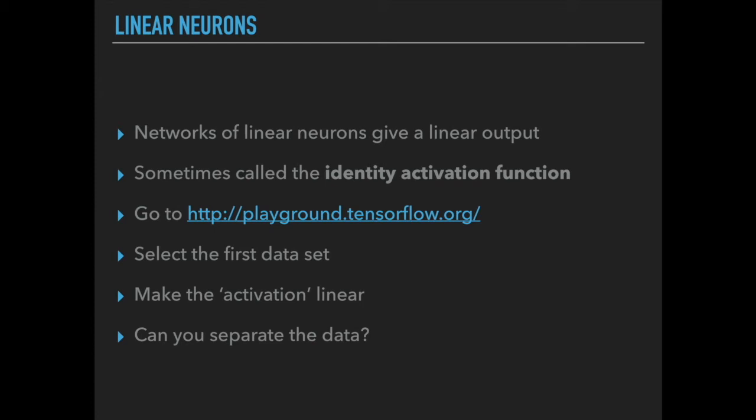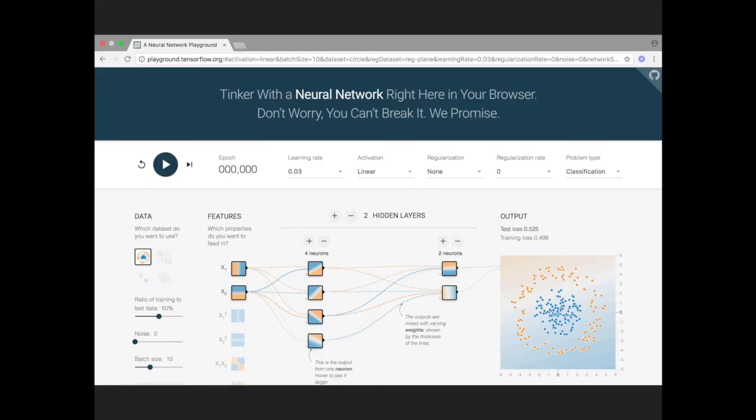When using linear neurons, you might come across this term activation function, specifically the identity activation function. This will become more obvious when we look at the next type of neuron, and I'll refer back to it. But in the meantime, here's something for you to try. So go to the TensorFlow playground and select this first data set here. You can see on this slide the data set with the orange dots and the blue dots in the middle, forming 2 circles. If you make the activation linear, can you separate the data? This is what your answer should look like.